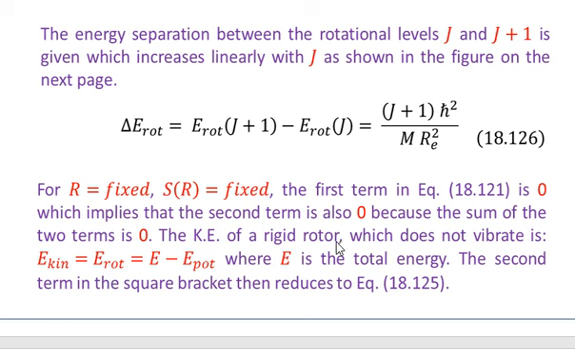So this is the kinetic energy of a rigid molecule which does not vibrate. If you ignore the vibration, then the kinetic energy of the molecule will be equal to the rotational energy, which will be equal to the total energy minus the potential energy of the system, where E is the total energy. The second term in the square bracket then reduces to equation number 125.